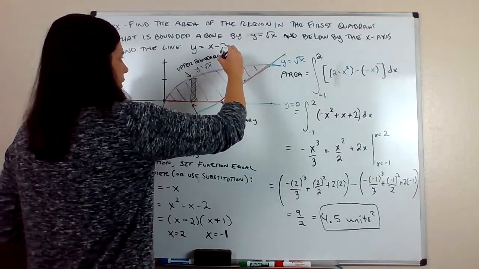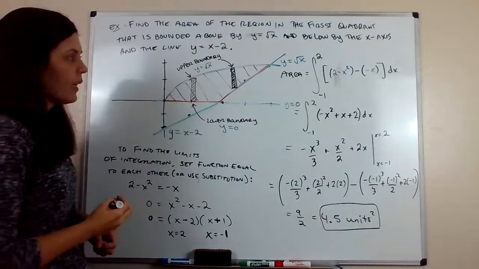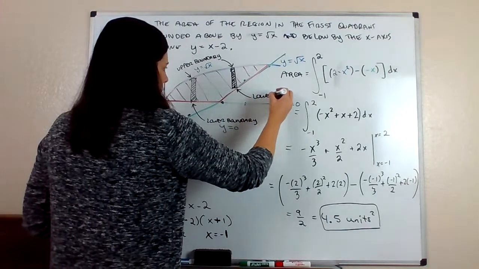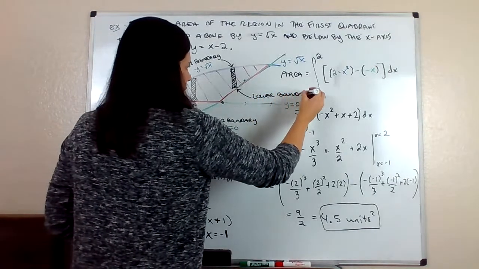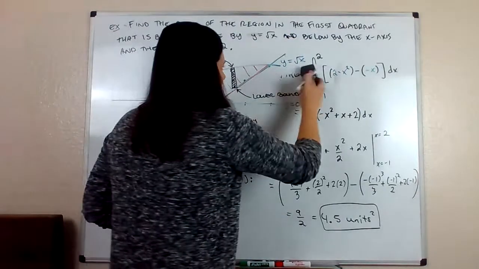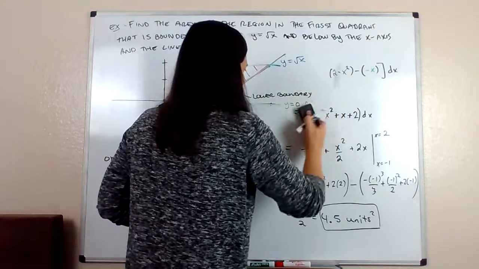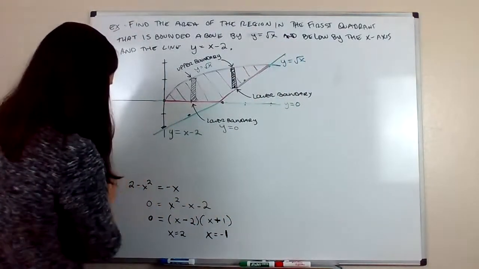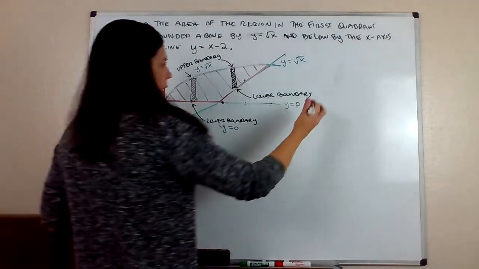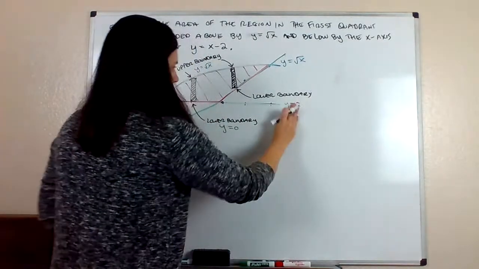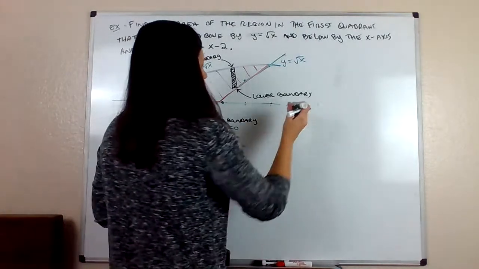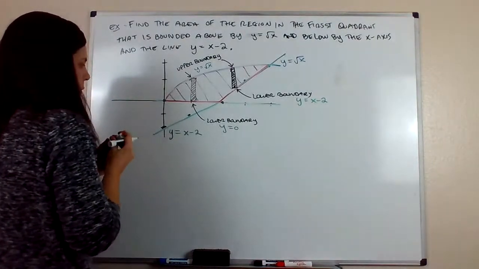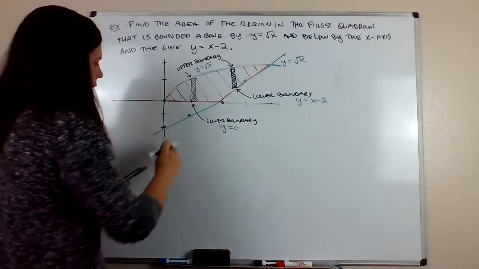Okay, my upper boundary is still the same. It's still the square root x, but my lower boundary has changed. So the lower boundary, let's go ahead and erase some stuff. It's getting crowded over here. Okay. Don't need any of that. So our lower boundary here is, let's erase that, y equals x minus 2. I'm going to erase this as well. That was just labeling our line.